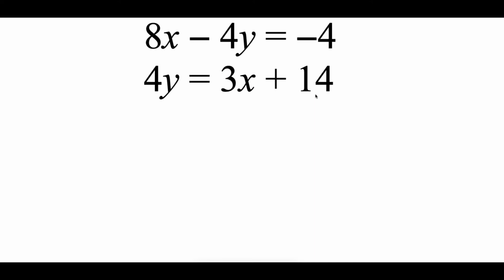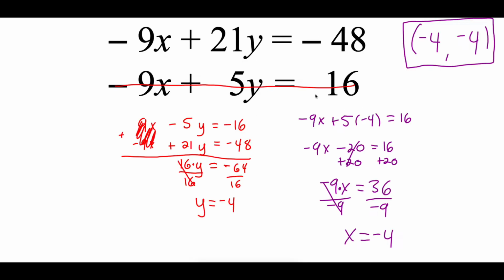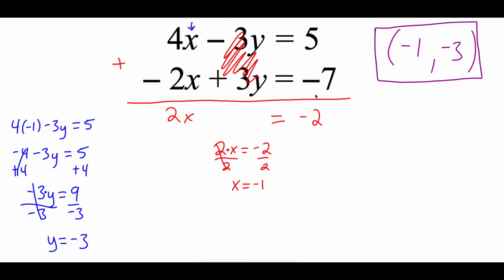In our next example, we've got the equations 8x minus 4y equals -4 and 4y equals 3x plus 14. If we think about all of the examples that we've done up to this point, we've always had kind of the like terms lined up. So I'm going to run through those last examples quick just so we can see what we're talking about.